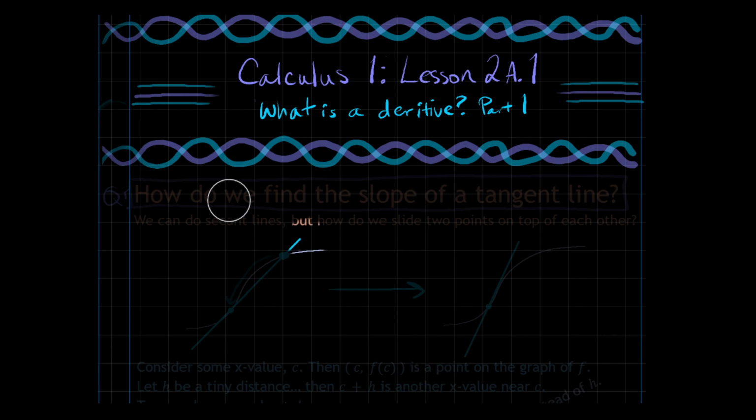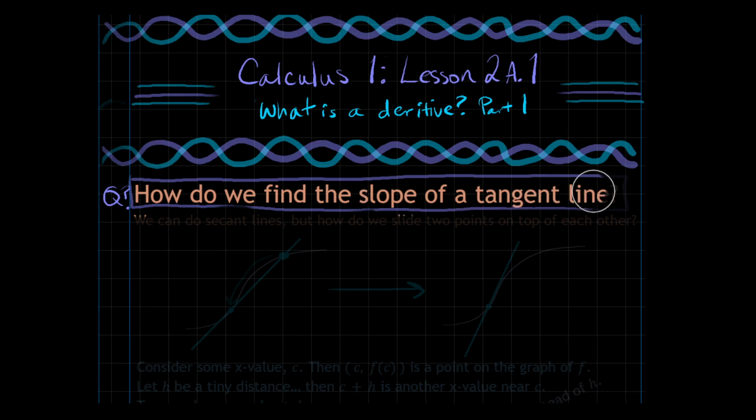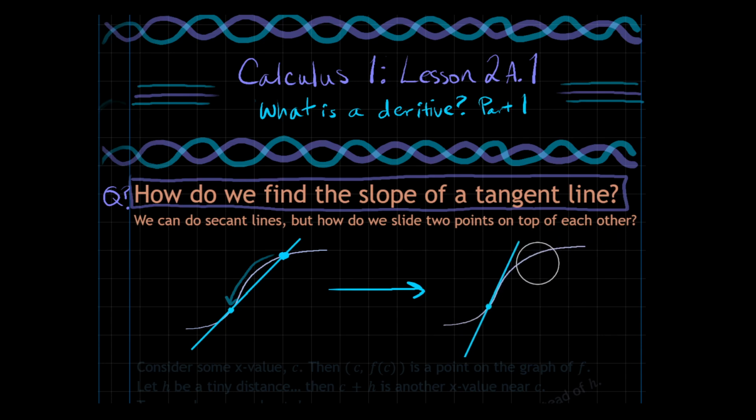The burning question that we're going to start with is, how do we find the slope of a tangent line? So we're going to start with secant lines. Okay, so what's the difference? A secant line is a line that goes through 2 points that are on the curve. What we want to do is take one point and slide it close to the other so that it becomes a tangent line instead.